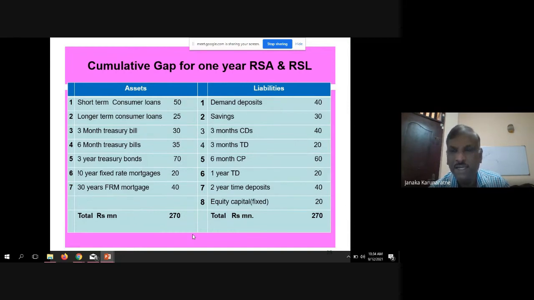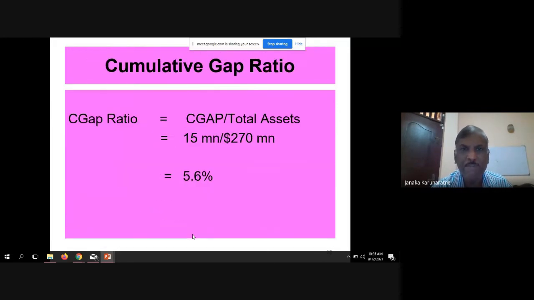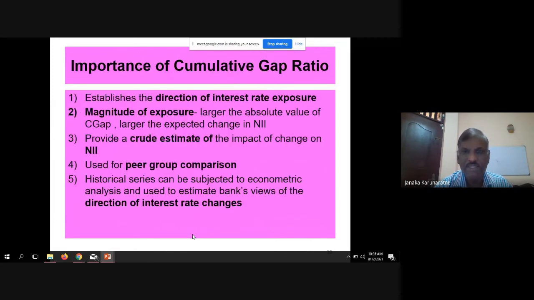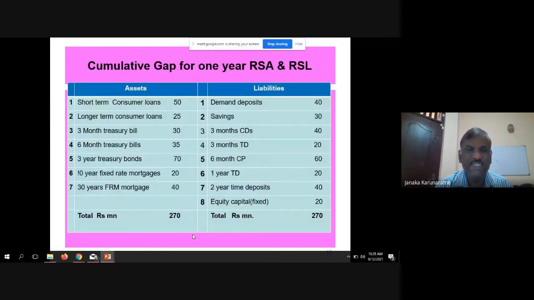And then, okay, we'll finish this because it's related to the C-gap. This is just an example to explain the C-gap. So you have a balance sheet like this.